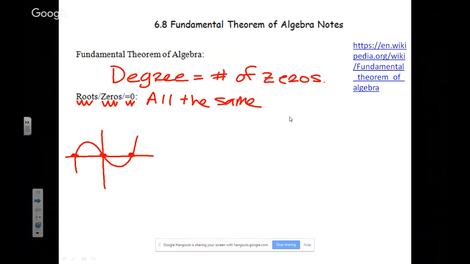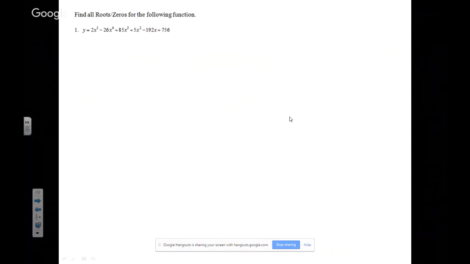The fundamental theorem of algebra. You know what fundamental means? Basic. It has more power, but you're right. It's like basically this is the most important thing. So you should have this.